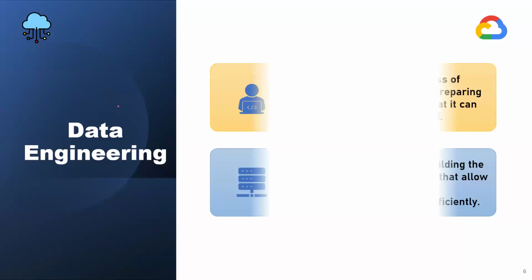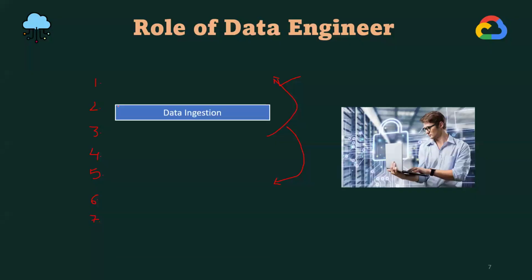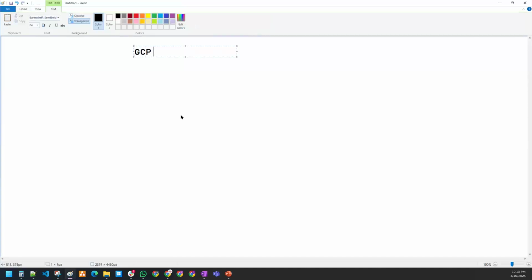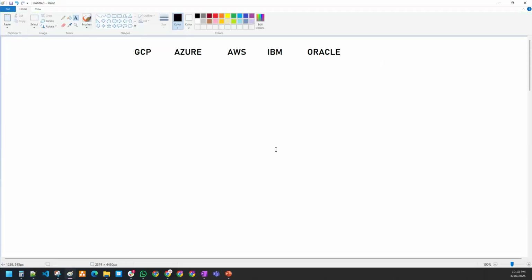Okay. So as we now know what data engineering is, guys, let me focus on what Google Cloud Platform is. I think you might know other cloud platforms. Tell me, guys, what are the other cloud platforms you know? You know Azure, AWS. Any others? IBM. Yes, IBM. Oracle. So these are the different cloud platforms available in the market.